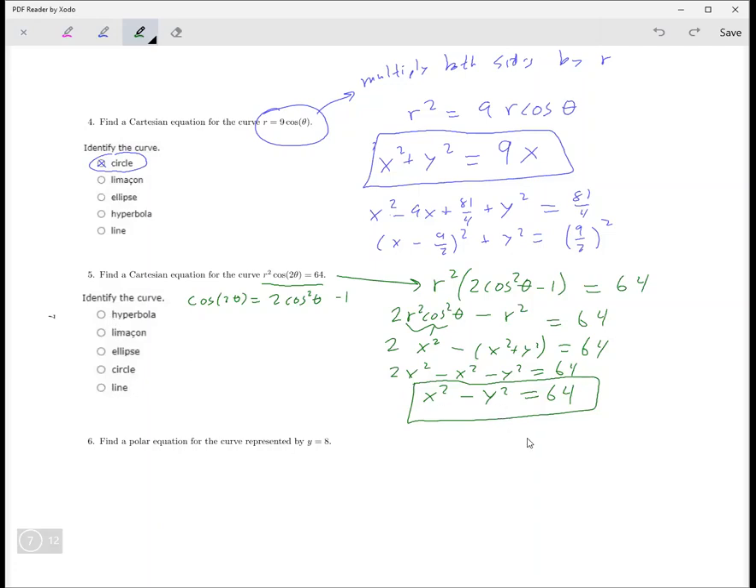Okay. But which one of these is it? Anybody want to guess? It's a hyperbola. When you have x squared minus y squared, then it's a hyperbola. And the other form for the hyperbola would be x squared over 64 minus y squared over 64 equals 1.